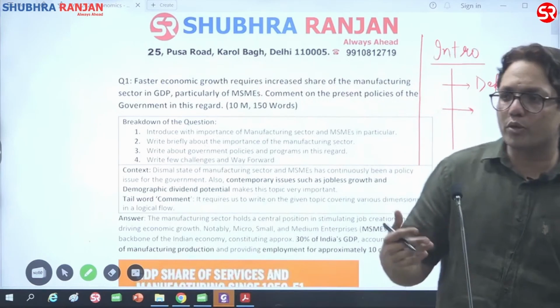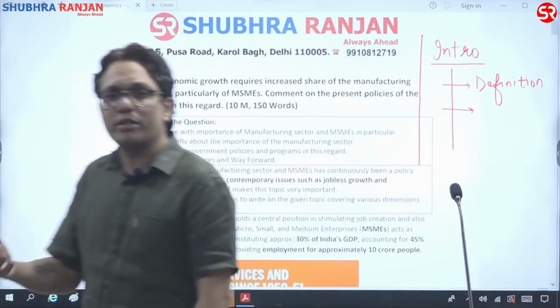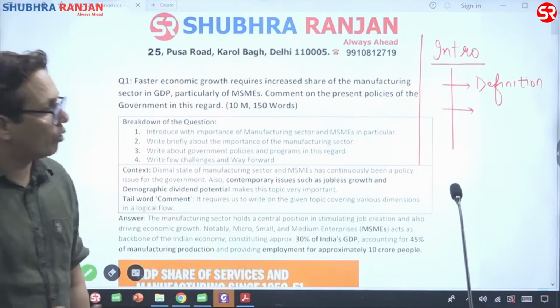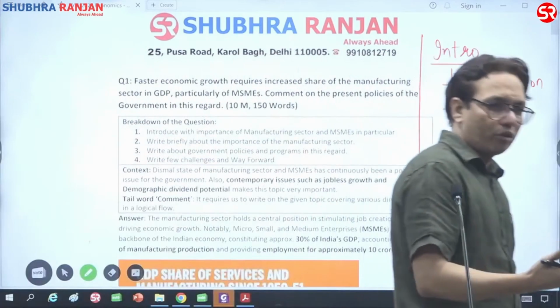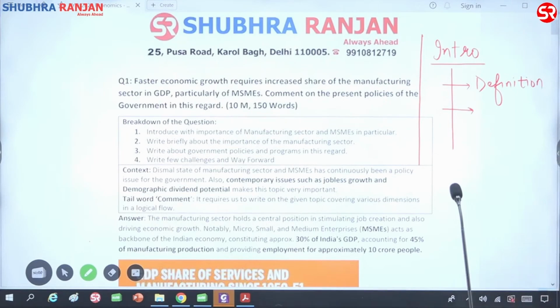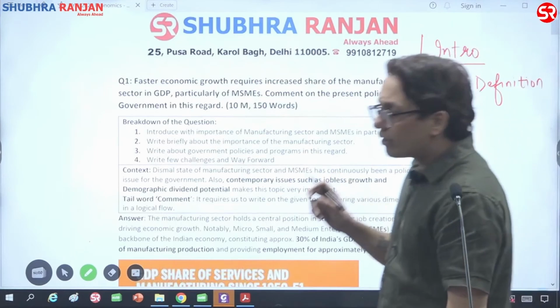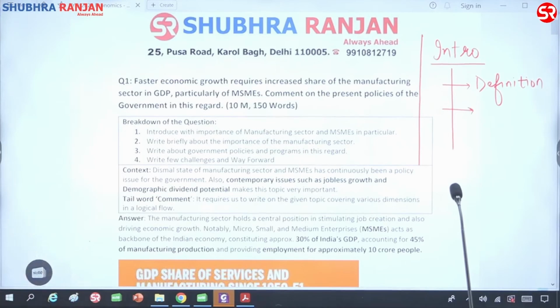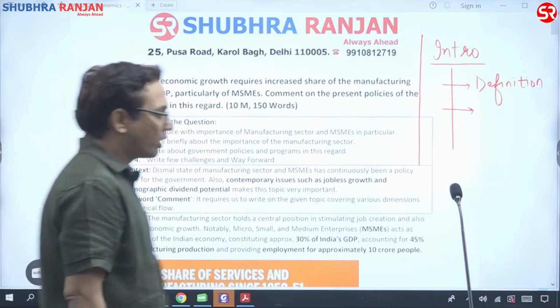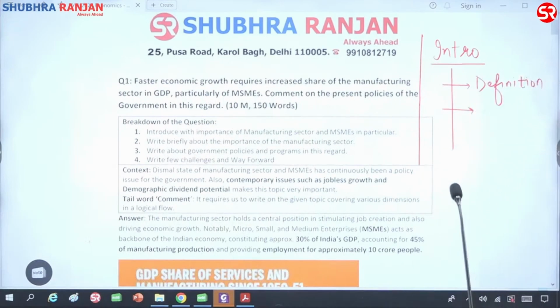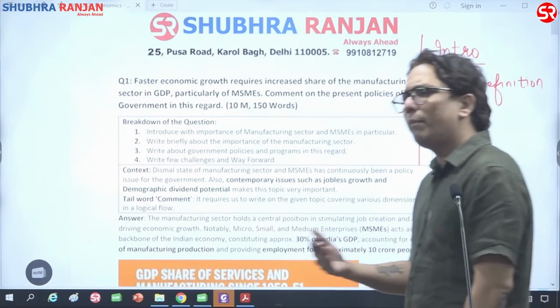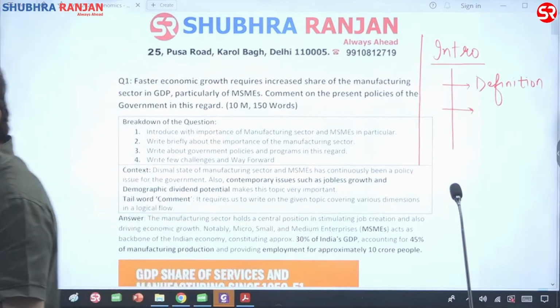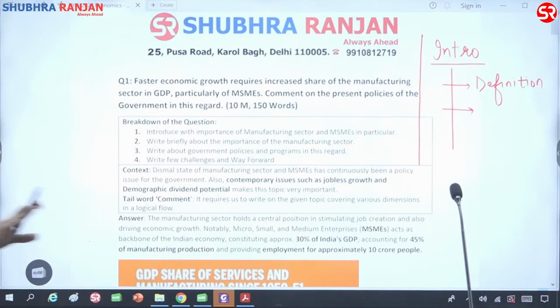If the question is about food processing industries, you can give the definition of food processing industries. If it is about land reforms, you can define land reforms. If it is about land ceiling, you can define land ceiling. But obviously there would be certain questions for which we cannot give a definition. For example, this question says faster economic growth requires increased share of manufacturing sector, especially from MSME sector, and we need to tell what policy initiatives the government has taken to help the MSME sector. The word limit is 150.